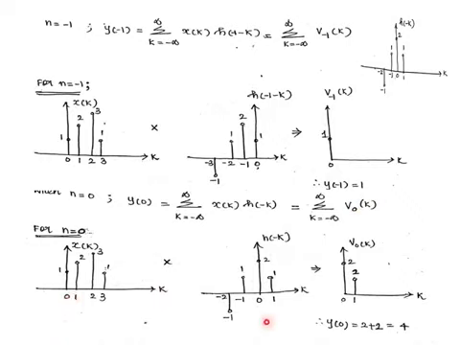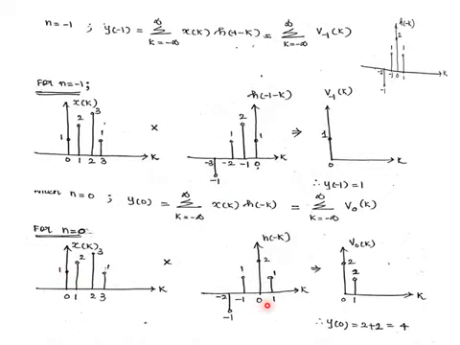Now if we look at the common time instants of these two signals, they have common time instants at k is equal to 0 and k is equal to 1. And at k is equal to 0, the amplitude of this signal is 1, whereas at k is equal to 0, the amplitude of this signal is 2. So 1 into 2, it will be 2. K is equal to 0, its value is 2. And at k is equal to 1, the amplitude of x of k is 2.